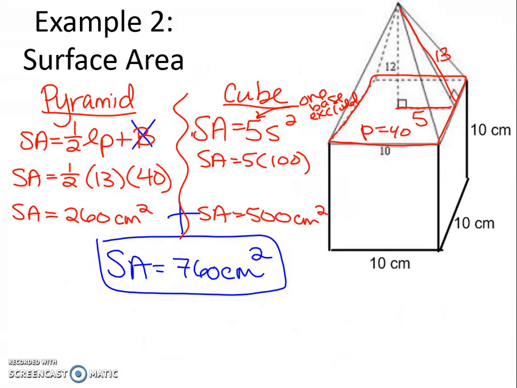And then let's look at the composite figure of these two. You have a square pyramid and a cube.